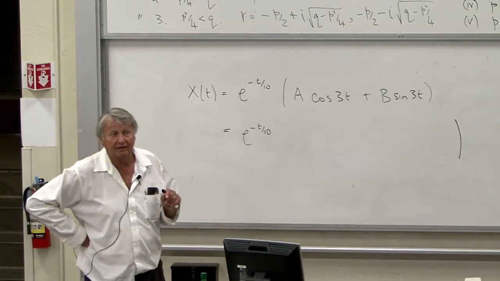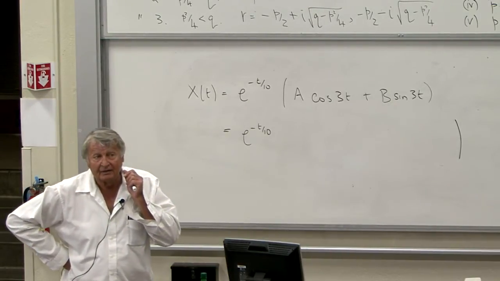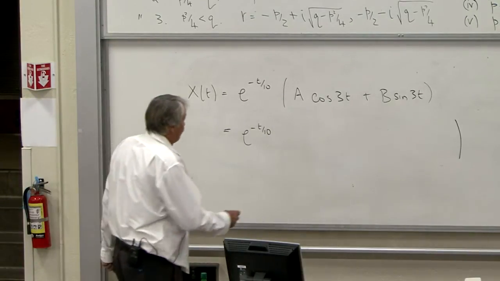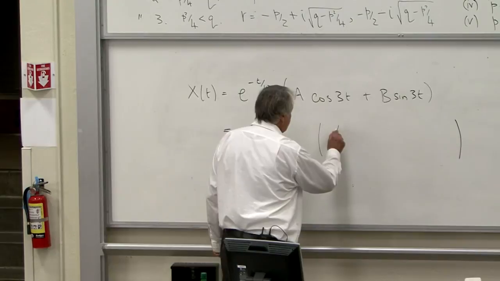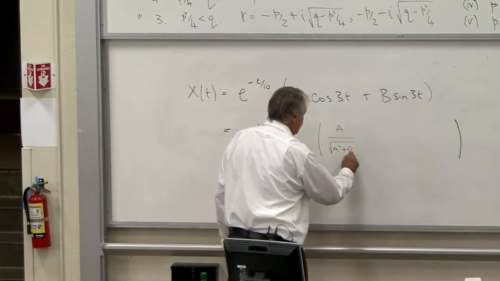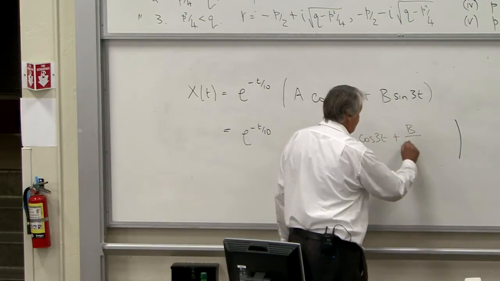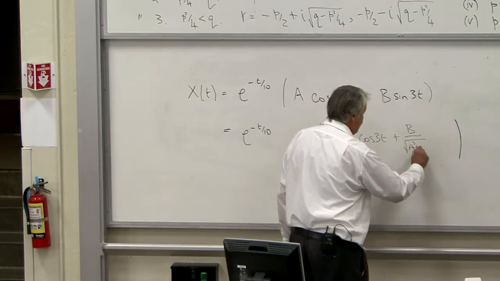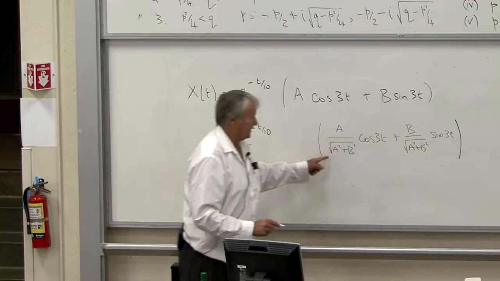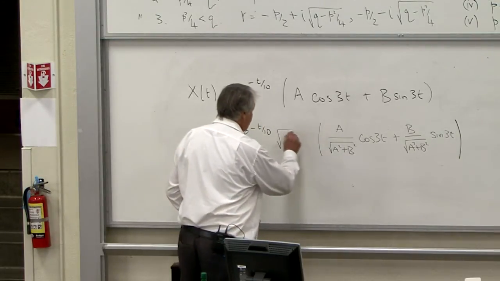Divide by what? Very good. What I'd like is for this to be a over square root of a squared plus b squared, cos 3t. And then this is b over the square root of a squared plus b squared sine 3t. Now if I put that in the denominator, I have to put it in the numerator.